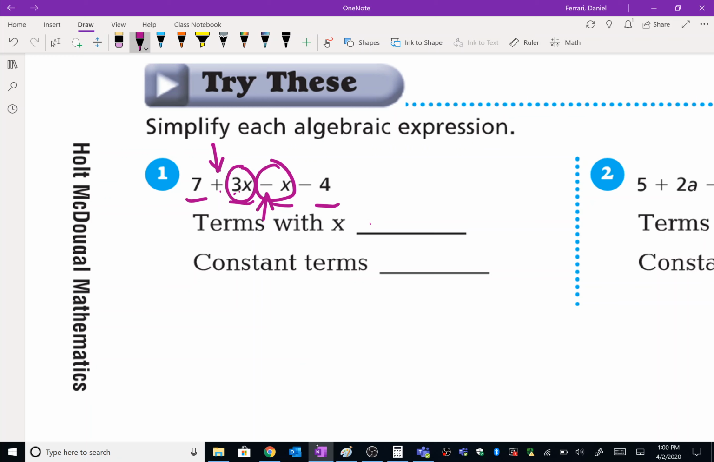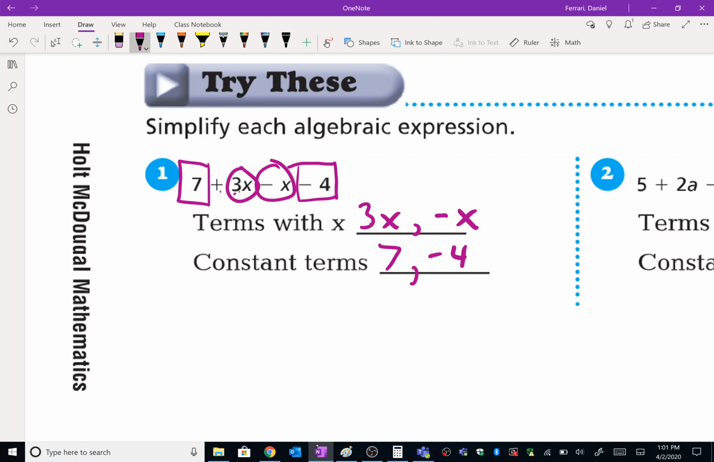Okay? So I'm going to put my two x terms. Let me clean up my work a little bit here. I'm going to put my two x terms on the first line, so 3x and -x. Now I go to my constant terms. These ones I'm going to box up just to keep them separate. On this constant terms line, I'm going to put 7, and I'm going to put -4.